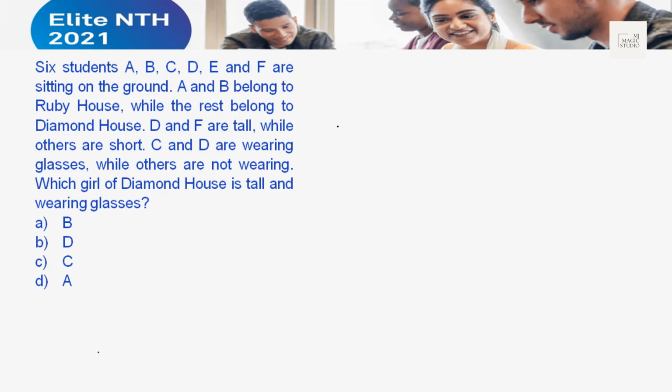Six students A, B, C, D, E and F are sitting. A and B belong to Ruby house while the rest belong to Diamond house. D and F are tall, while others are short.